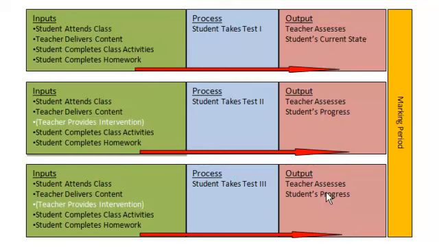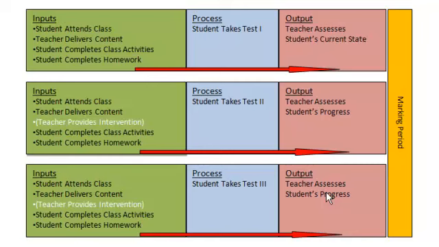Again, the output's the same. The teacher is assessing the student's current state. What do they know? What have they mastered? Do they get a 90% or a 62% or 3 gold stars, or whatever the assessment is? Then we take that output and that feeds into a whole other iteration here of testing for formative student assessment.